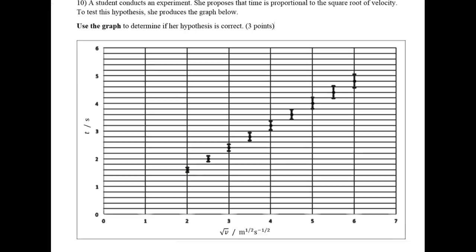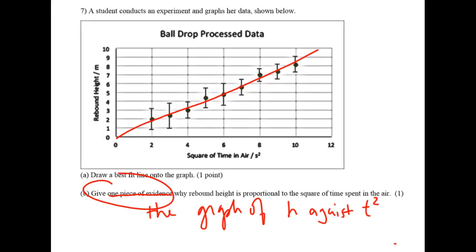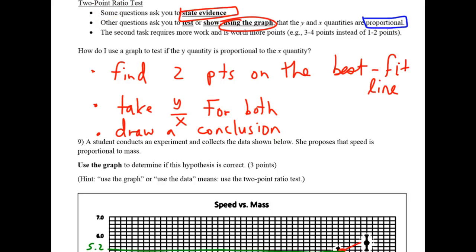In this video, we're going to learn about something called the two-point product test, which is what we use to test for inverse proportionalities. We already learned the two-point ratio test. That's where we took the ratio of the coordinates for two different points. And we use the two-point ratio test when we're looking at direct proportionalities.